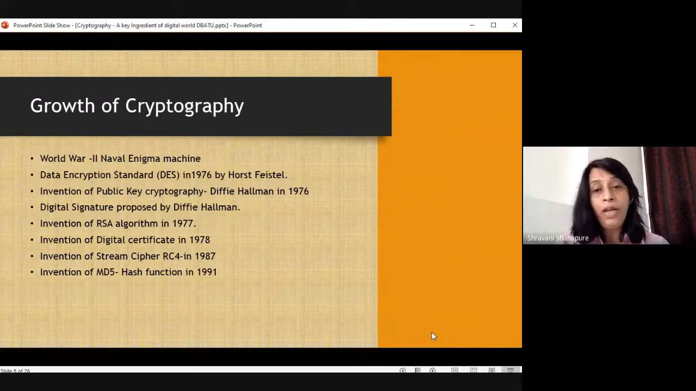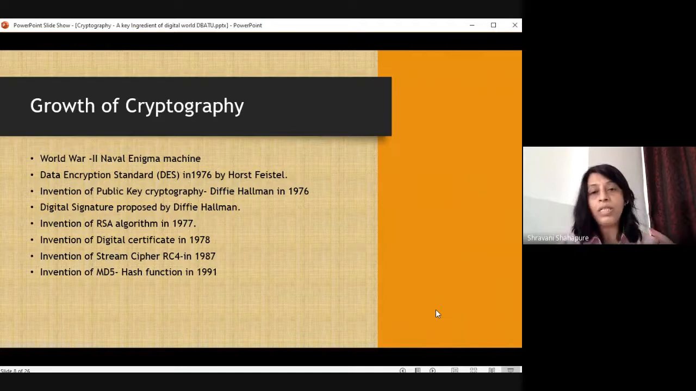Okay, so the growth of cryptography. I've purposely started with World War II because cryptography has a long, ancient history, and it would take about a day to talk about it. So I'll put it down to the major topics of how cryptography grew. We all know World War II is the Enigma machine, which was an electromechanical machine. Then NIST, the National Institute of Standards and Technology, which was before NSA, asked Professor Feistel to build an algorithm, and he came up with the Data Encryption Standard in 1976, which was the first symmetric key algorithm.